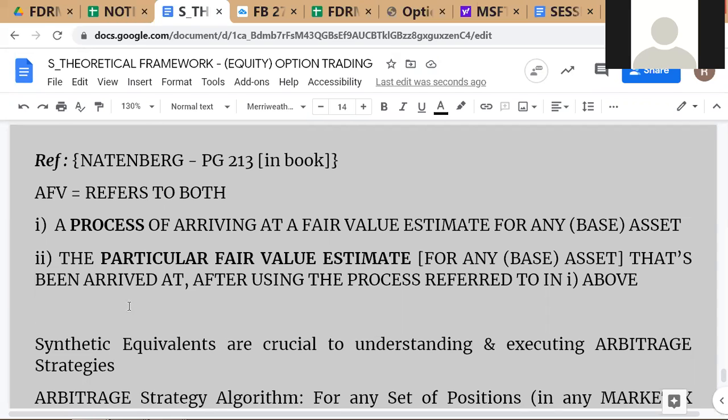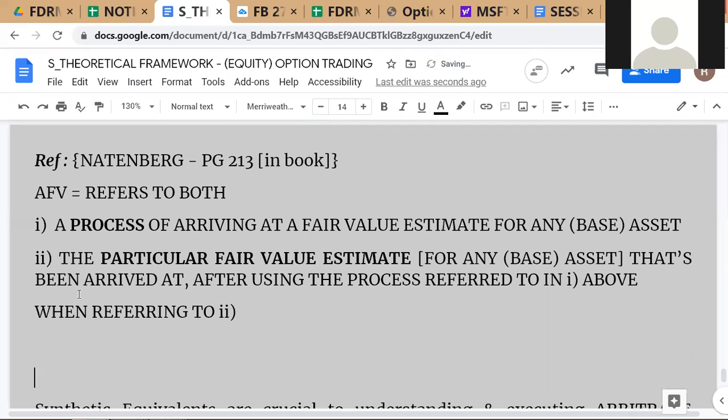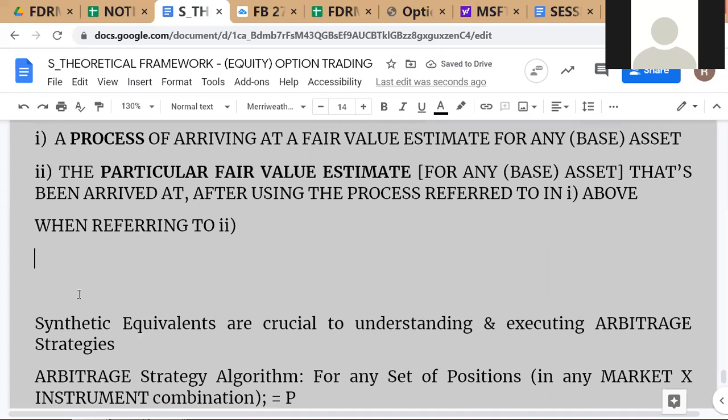So what we say here is that when we are referring to the second meaning, the fair value estimate, always remember to make the distinction between the market price and the fair value.